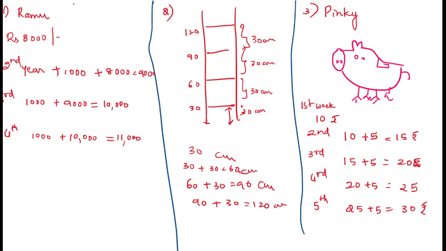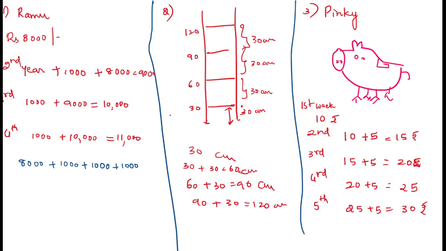What happened in the first case where Ramu got 8,000 as a salary, then every year he got an increment of 1,000 rupees. So 8,000 is fixed, but how much increment did he get? Every year he got an annual increment of 1,000 rupees, isn't it? Like this, it was increased.